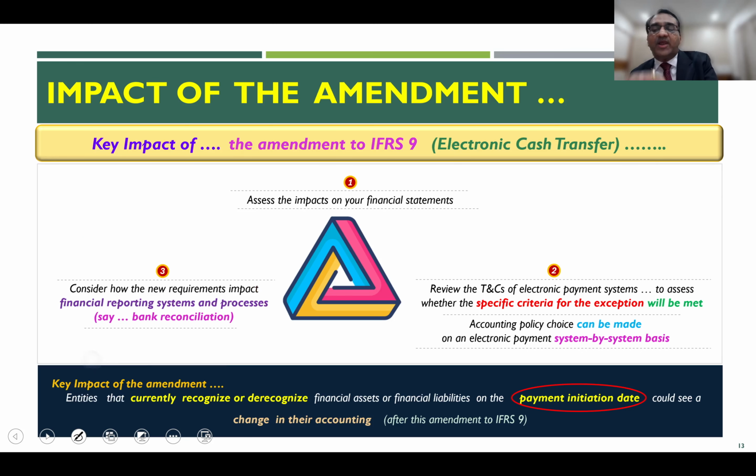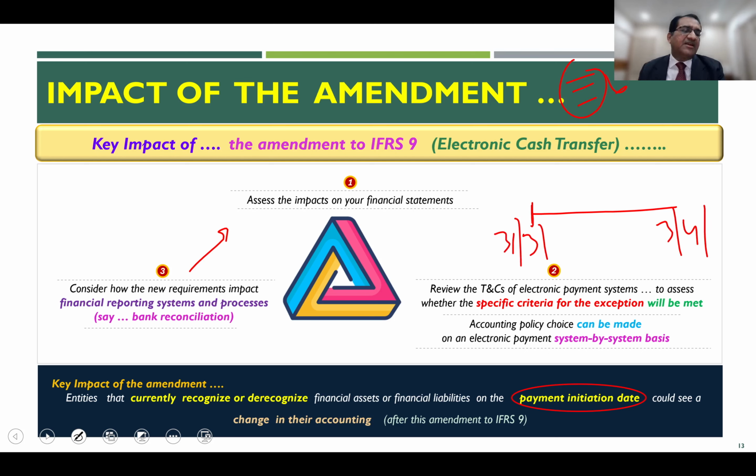How the new requirement is going to impact the financial reporting system and processes, say bank reconciliation. This also has a big impact. Let me explain why. Assume that the 3 conditions are not met, right? In this case, the entity has initiated the payment on 31st of March, which is eventually credited on 3rd of April in the foreign vendor's account. Now, from a bank reconciliation perspective, even if the money has been debited to your bank account, you cannot derecognize, because your trade payable still remains in the books, though the bank debit has happened. So therefore, it will create an outage in your bank reconciliation.